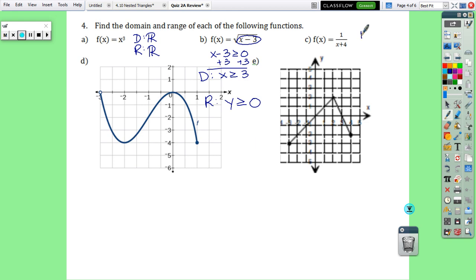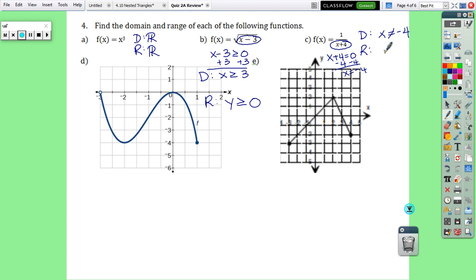With your domain on this one, remember that whatever is underneath here, we can't divide by 0. So whatever makes this 0 cannot be a part of the domain. So if we subtract 4 here, we know that x cannot be equal to -4. Okay, it could be anything besides -4. It could be negative, it could be a 0, it could be a decimal, a positive fraction, but it just can't be equal to -4.